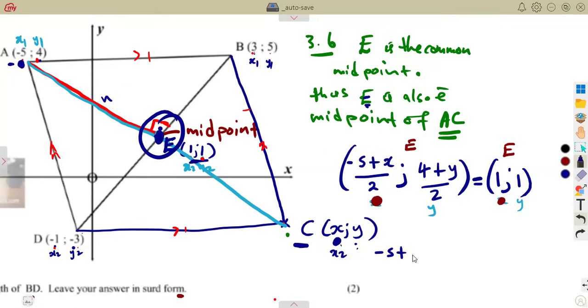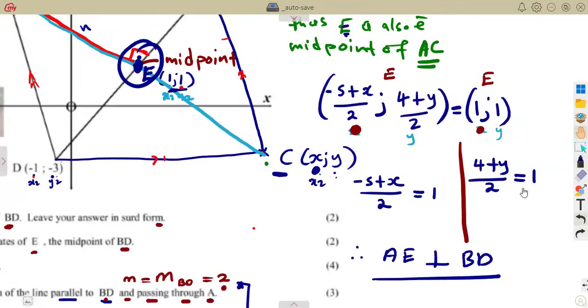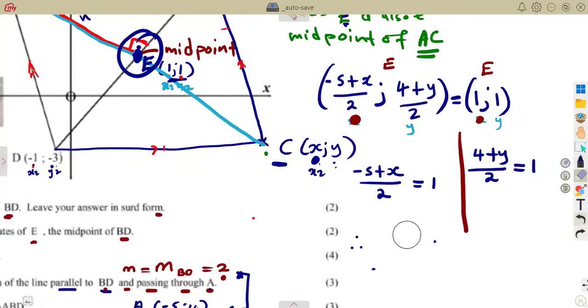-5 plus X over 2 is equal to 1. You solve for X. You do the same thing for Y. This part of Y to this part of Y. So it means 4 plus Y over 2 must be equal to 1. You have formed an equation. Therefore, solve for Y. By solving for Y and X, you are finding the point C because C is made up of X and Y.